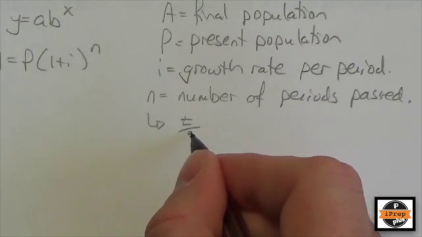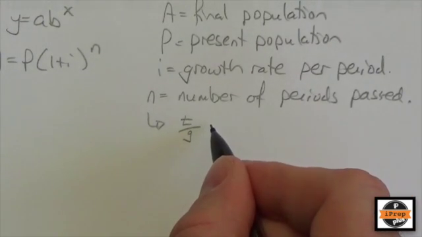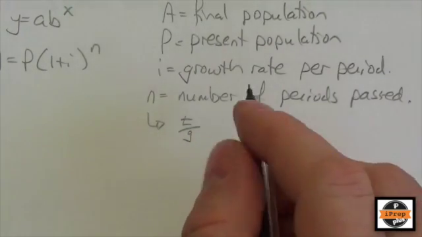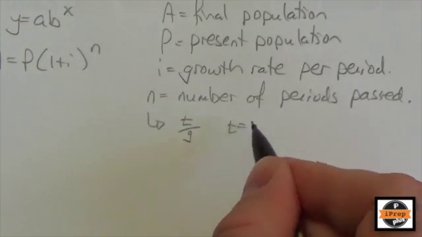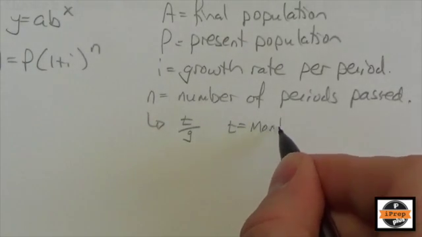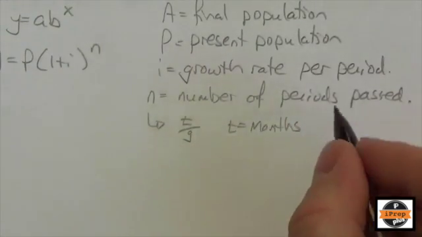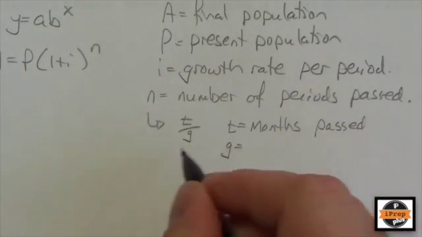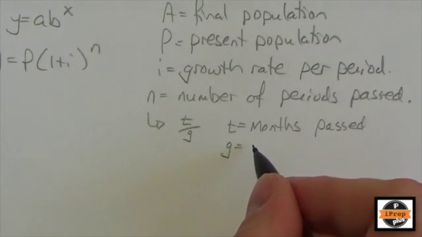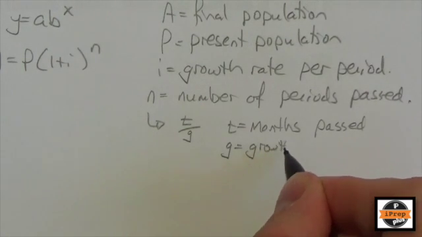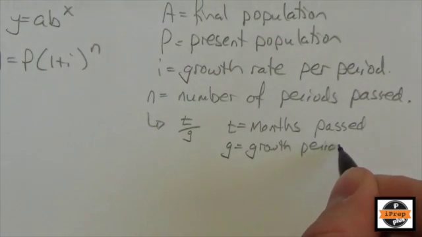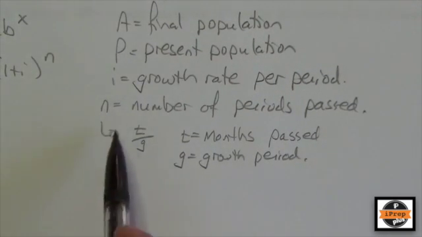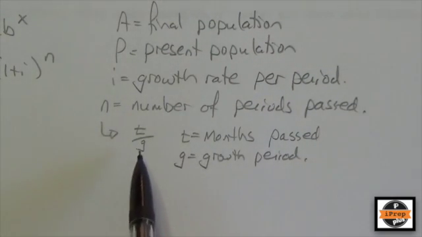T over g. And the reason why I'm going to do this is just because I'm getting kind of lazy and I don't want to do some of the math here. I'm going to let t be the months past, because months seems to be the units here. And I'll let g be the growth period. This is our growth period. So instead of me trying to figure out the number of periods that have passed, I'll just create a little fraction up here that will deal with that for me.